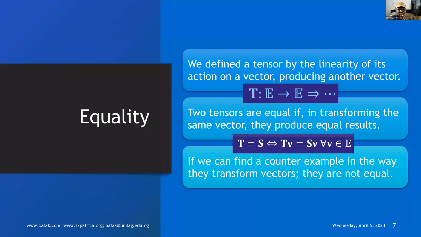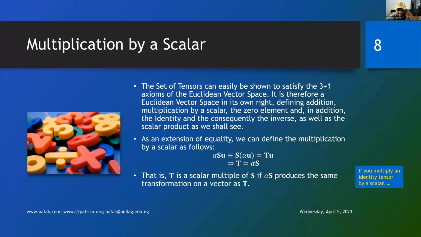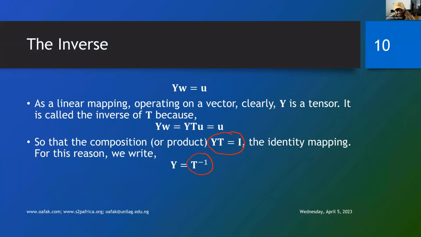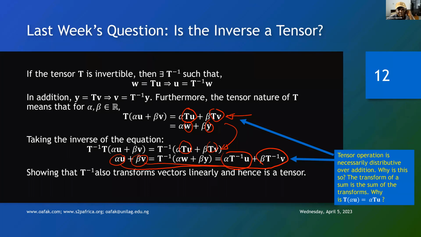We talked about equality, what equality means. We talked about multiplication by a scalar, and then the inverse, and we showed that the inverse of a tensor is also a tensor. We showed that when y is the inverse of t, t is also the inverse of y. And the product, no matter how you arrange it, ty or yt will be equal to the identity tensor.